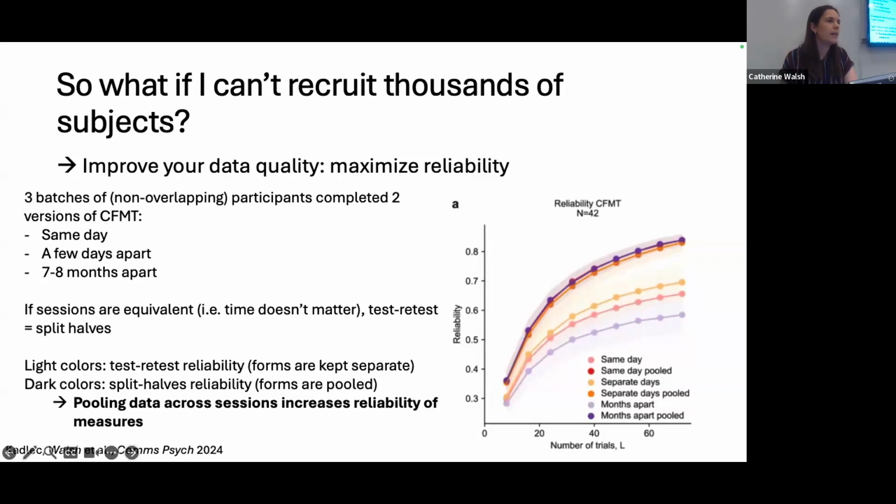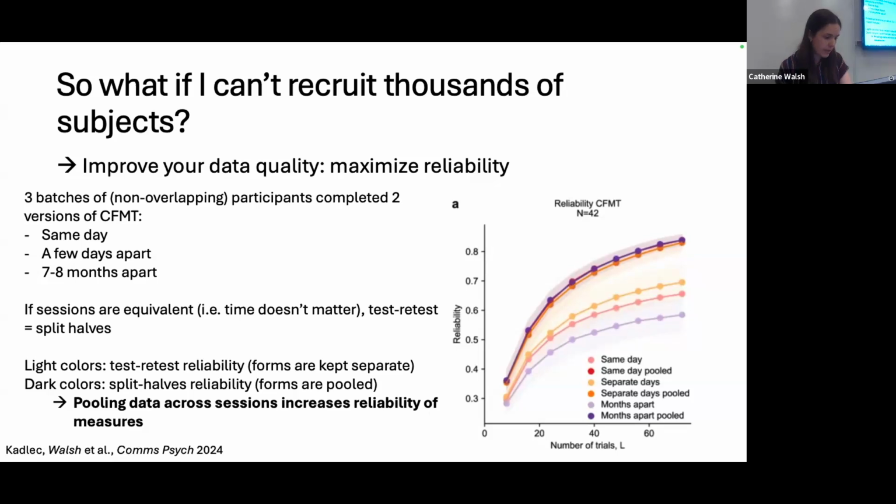So suggesting that having multiple days and more time in between might help cancel out some of those within-subject variances, like "I'm really tired on this day and I'm awake on this day," and you kind of get a better measurement of these true trait-like differences.